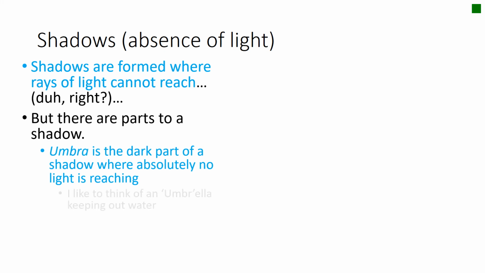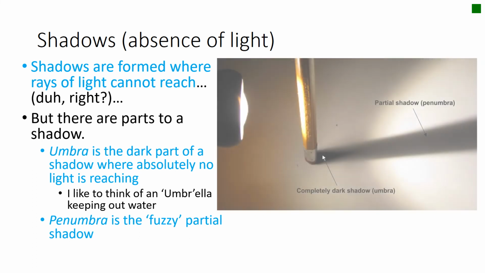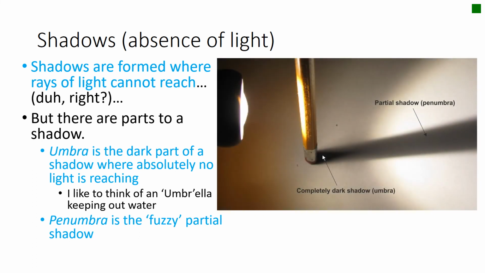There are 2 parts of a shadow. There is the umbra and the penumbra, Latin terms, so I apologize that they sound funny. In order to make it easier, I like to think of the umbra, the completely dark part where absolutely no light reaches, as an umbrella. It's like your head and your shoulders in an umbrella. The point of the umbrella is to keep you dry, and so no rain is able to reach that particular part. Whereas the penumbra, the partial shadow, is going to be like your feet and your socks.